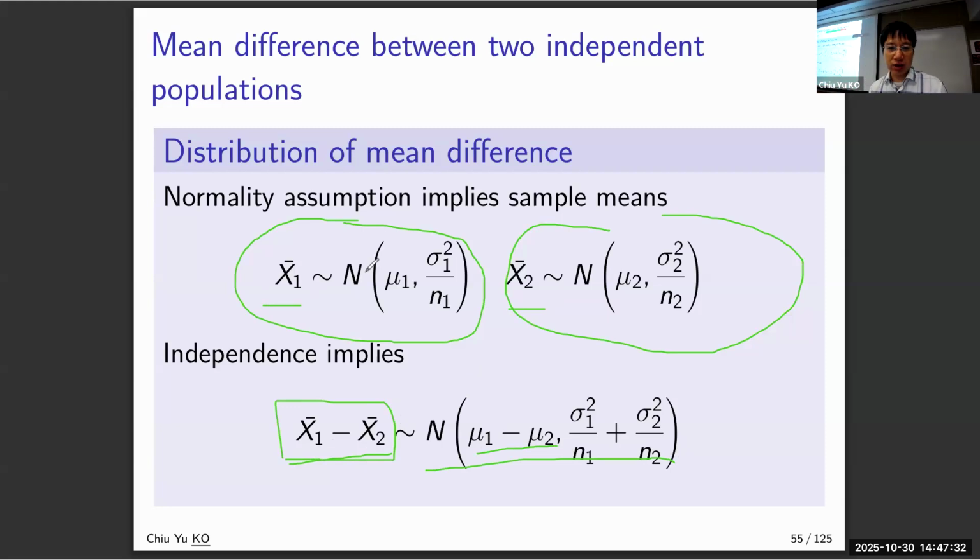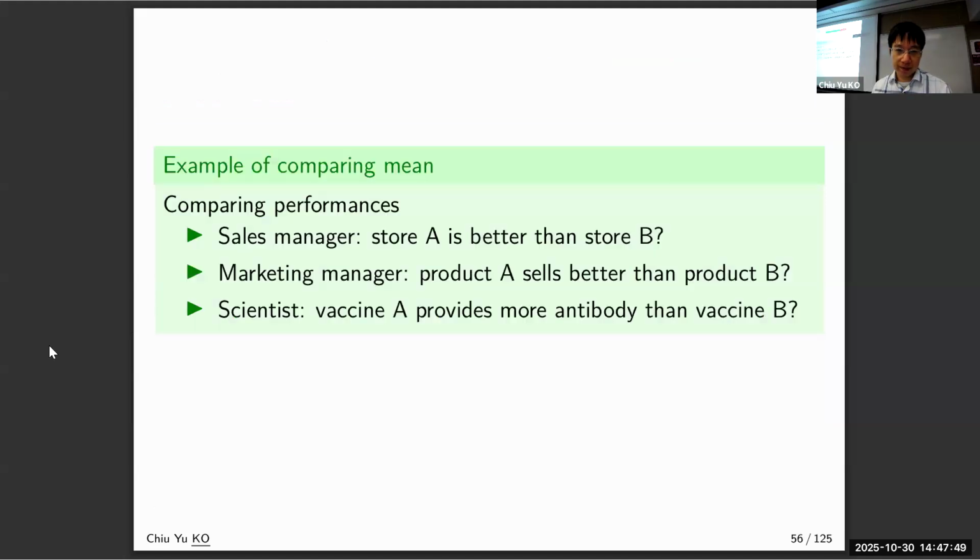Or you can imagine this is stock number 1, stock number 2. You want to compare two different stocks, whether they have the same return or not. So that will be the idea. Is that clear? So I have two different sets. The question would be, is store A better than store B, product A better than product B, or vaccine A better than vaccine B? So that will be the question.